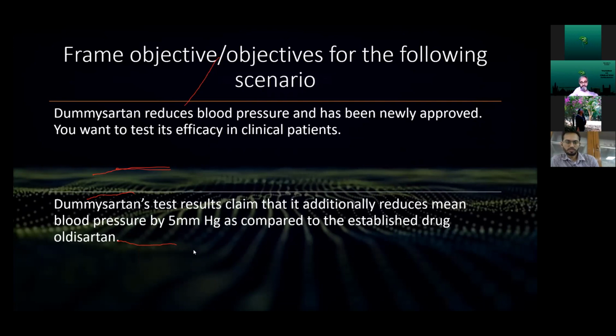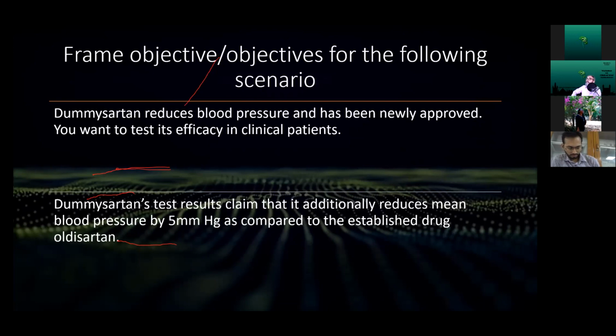Whereas the second question is: telmisartan's test results claim that it additionally reduces mean blood pressure by 5 mmHg as compared to the established drug olmesartan. We had this. If this is your hypothesis and you saw the spirit example, here you should write superior, that to determine telmisartan's effect on blood pressure is superior to olmesartan, at what dose, in what patient you define that. And so that is the industry standard.